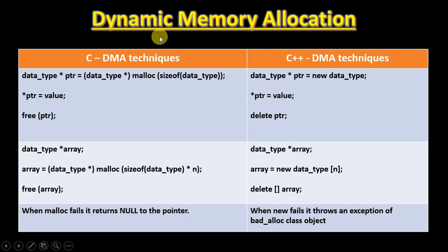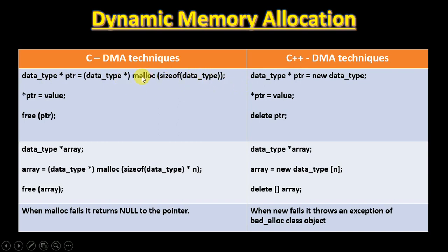Okay. So now after this, let's discuss the difference between C DMA techniques and C++ DMA techniques. I think you might be aware of C DMA techniques, where we use malloc and free to allocate and deallocate memory in the heap in the C language. So how do we write it? data type star ptr equals, with a casting operator, data type star, malloc, sizeof data type.